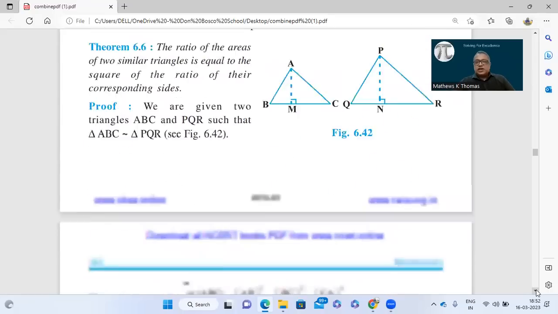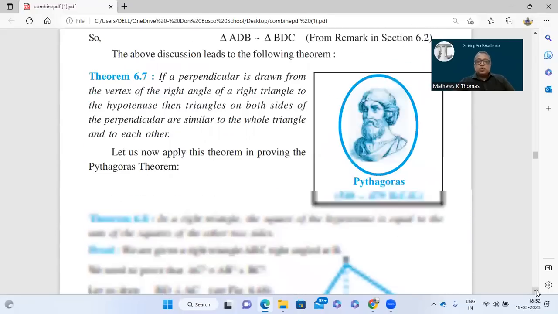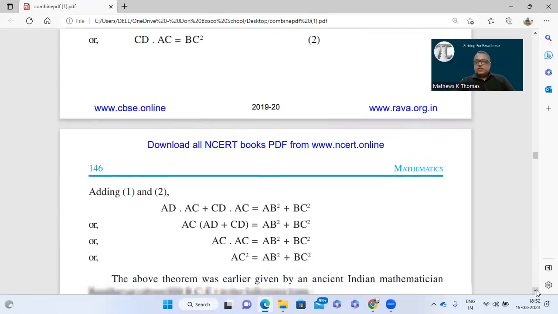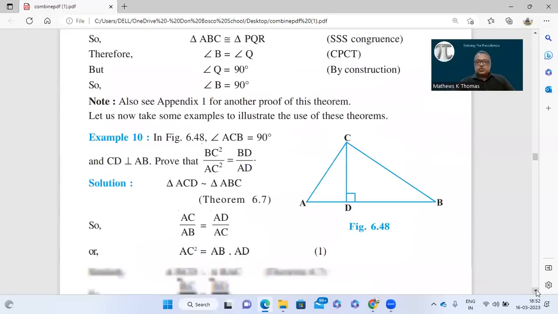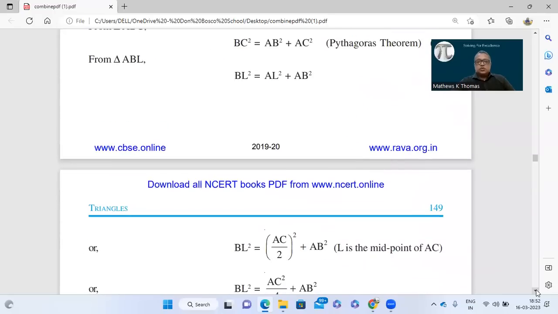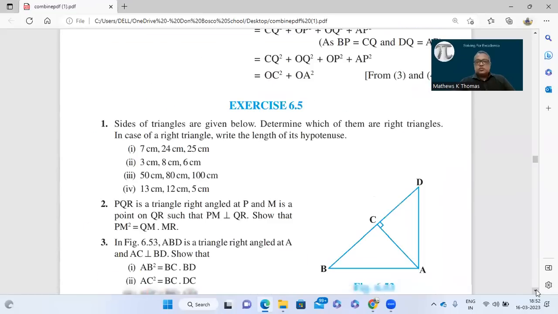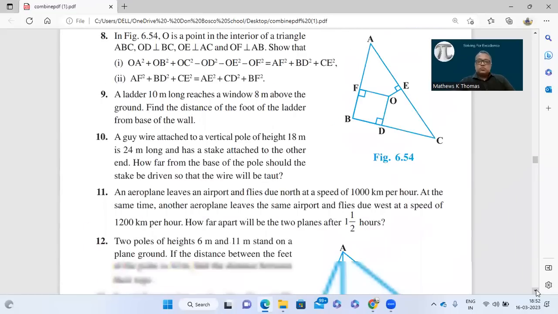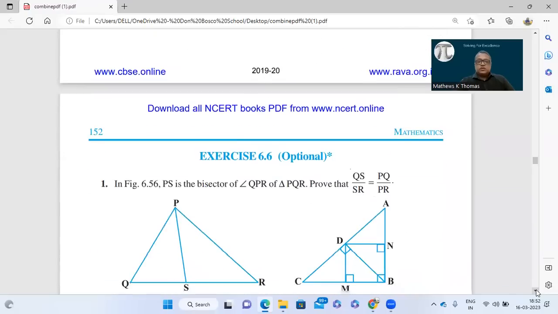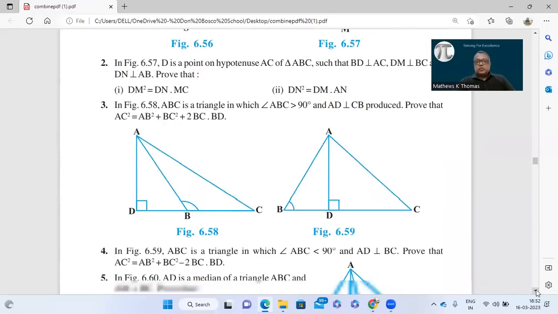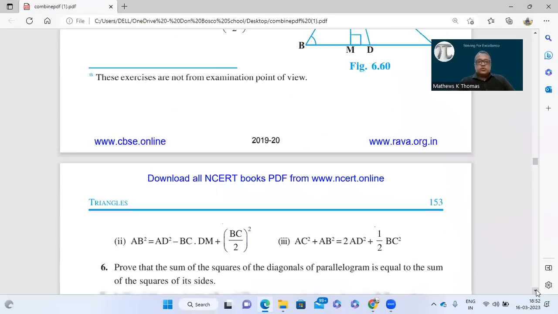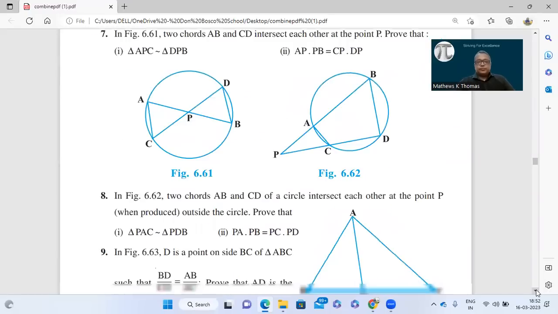The rest, the entire chapter is deleted, so you can skip all this Pythagoras theorem, converse of Pythagoras theorem, ratio of areas, all this is deleted. So kindly do not waste your time in doing any of these questions. So up to only 6.1 and 6.2 and 6.3 needs to be done. 6.4 onwards, you don't have to do, right?